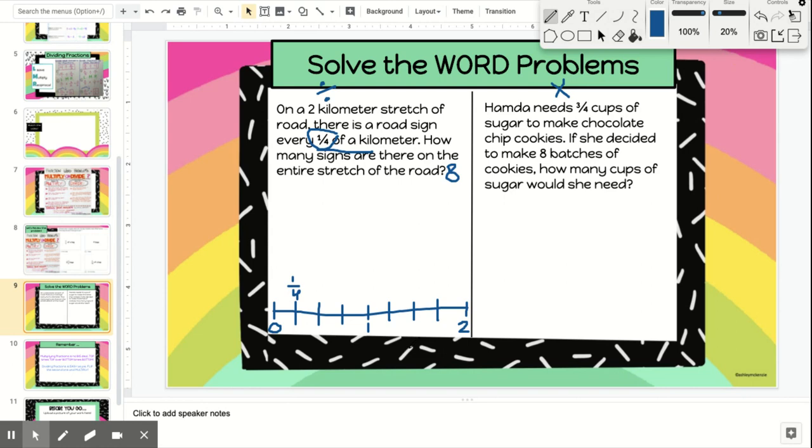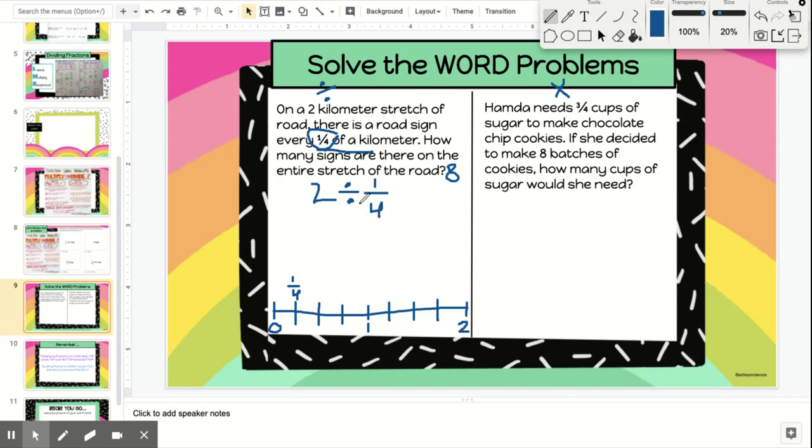But if you don't have a good understanding of fractions, then you would set up your problem like this. 2 is your total. In division, the number that goes first is the total. It's the number you're splitting up. We have a 2-kilometer road, so 2 goes first, and then we're dividing it into 1/4 sections.